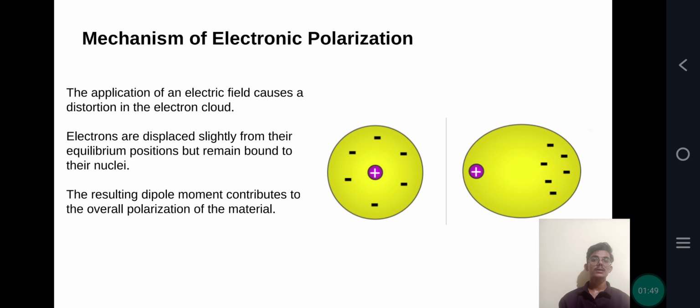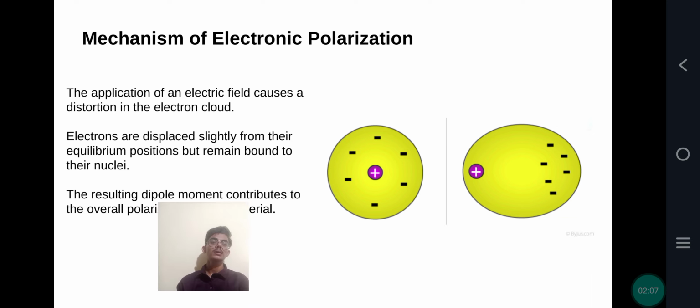Mechanism of polarization. The application of an electric field causes distortion in the electron cloud. Electrons are displaced slightly from their equilibrium position but remain bound to their nucleus. The resulting dipoles contribute to the overall polarization of the material. In this picture, the positive nucleus moves one side and the total negative electrons move to the other side.